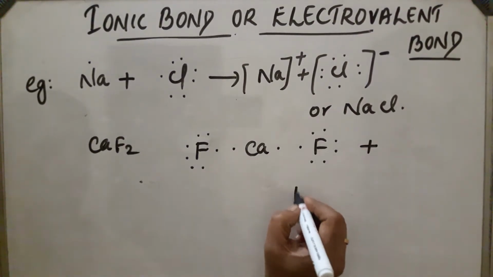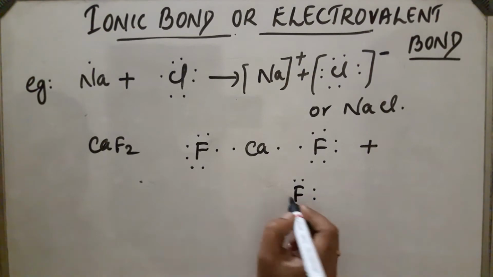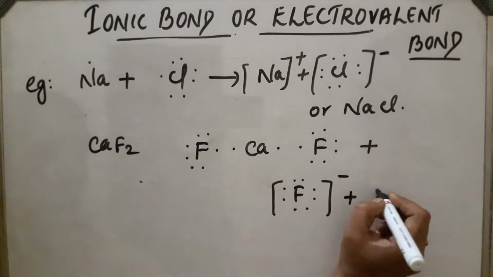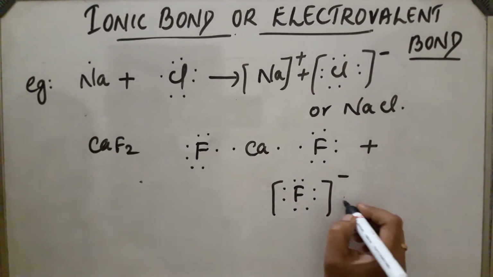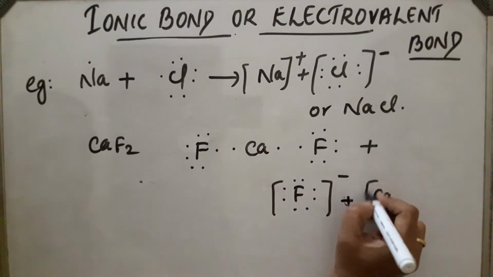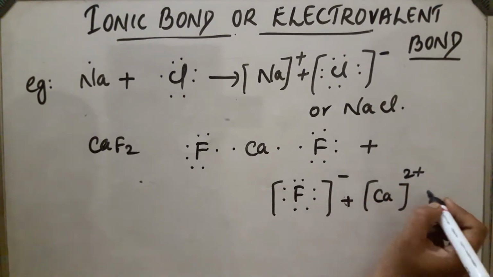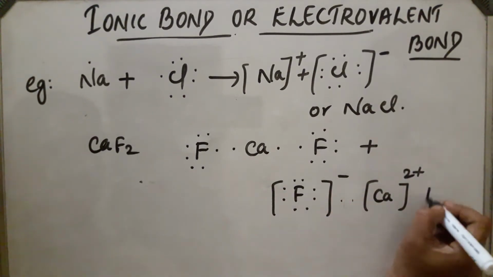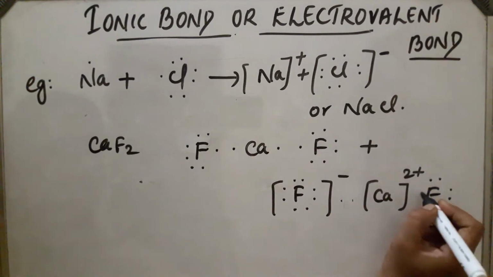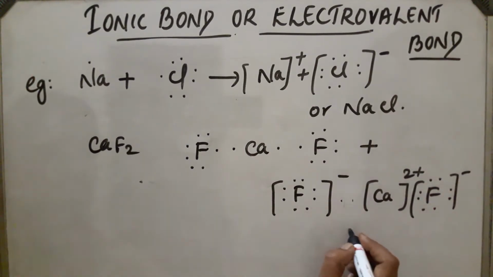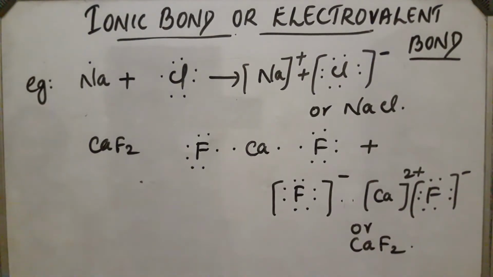So fluorine gets a minus charge. Then calcium gets a positive 2 plus charge. And fluorine, here also it gets a minus charge. Okay, so the product obtained is CaF2. Okay, like this ionic compounds are obtained.